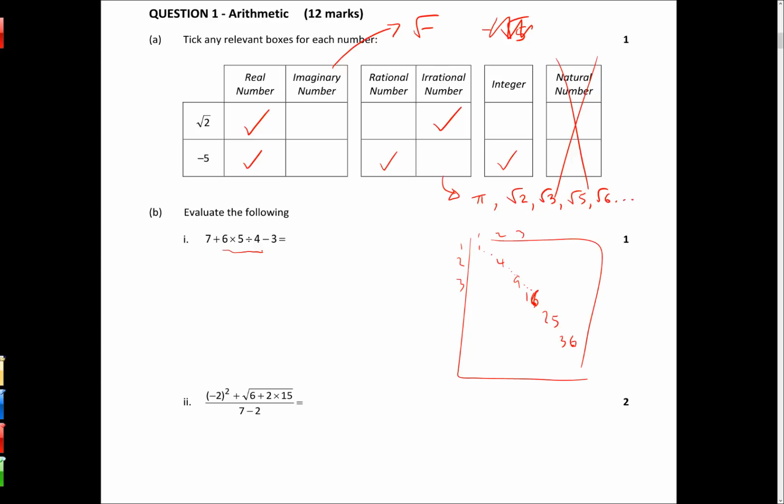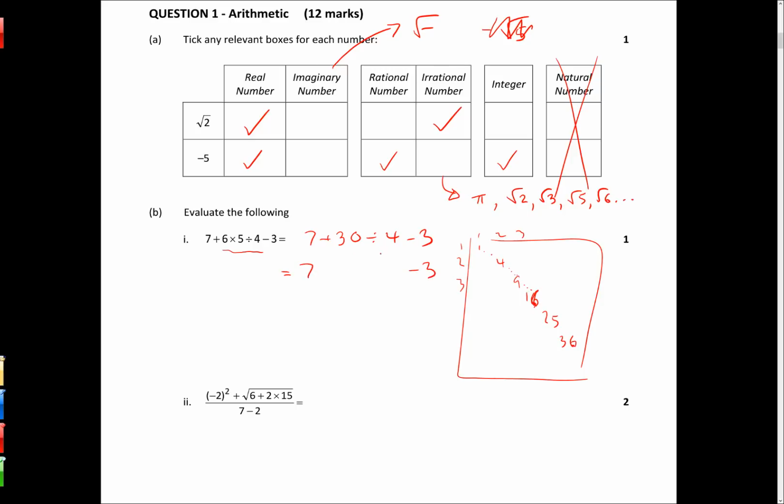And what do we do first? Times or divide? Neither. You just go left to right. They're equally important, so I'm going to go left to right. So I'm going to leave the 7 plus there. 6 times 5 is 30. I've still got my divided by 4, and I've got a minus 3. So the plus and minus are still going to stay there. It's still going to be 7 there and a minus 3 there.